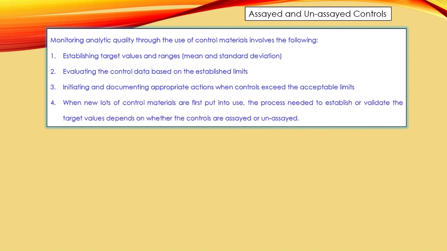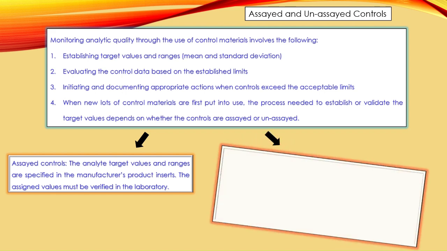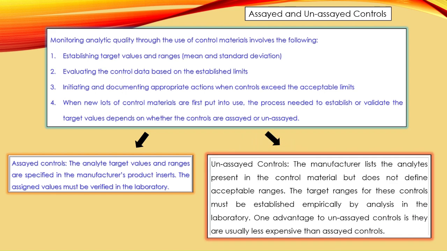When new lots of control materials are first put into use, the process needed to establish or validate the target values depends on whether the controls are assayed or unassayed. Assayed controls: the analyte target values and ranges are specified in the manufacturer's product inserts. The assigned values must be verified in the laboratory. Unassayed controls: the manufacturer lists the analytes present in the control material but does not define acceptable ranges. The target ranges for these controls must be established empirically by analysis in the laboratory. One advantage to unassayed controls is they are usually less expensive than assayed controls.